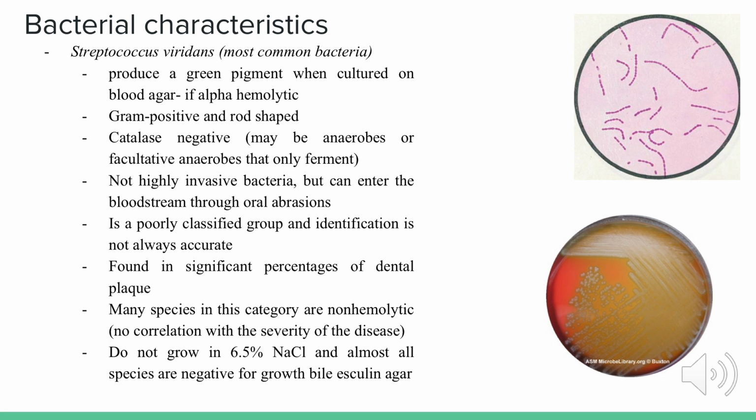Bacterial characteristics. Streptococcus viridans produce a green pigment when cultured on a blood agar if alpha hemolytic, gram-positive and rod-shaped, catalase negative. It's not highly invasive, but it can enter the bloodstream through oral abrasions. It's a poorly classified group, and identification is not always accurate. It's found in significant percentages of dental plaque, and many species in this category are non-hemolytic, and they don't grow in 6.5% sodium chloride, and almost all species are negative for growth of bile esculin agar.